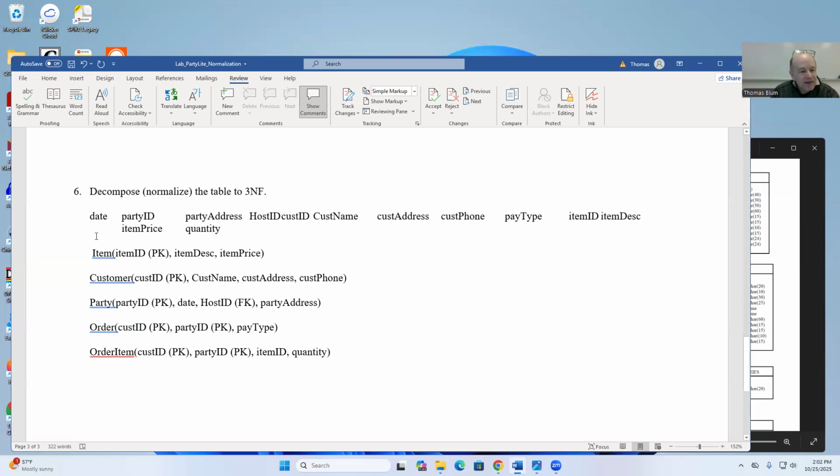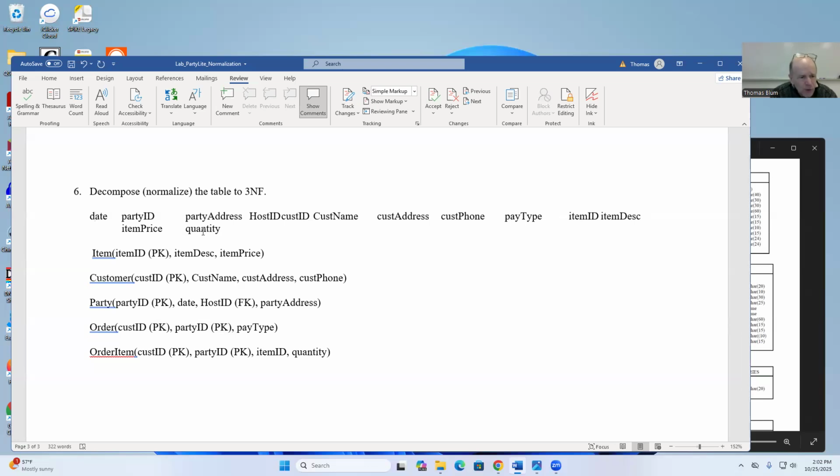Okay, so do we have everything? Date. Date is here, party ID, party address, host ID, customer name, customer address, customer phone, pay type, item ID, item description, item price, quantity. We have all of our fields. Do we have all of our relationships? Have we lost anything? We should not lose. We should be able to have joins and get back to where we were.